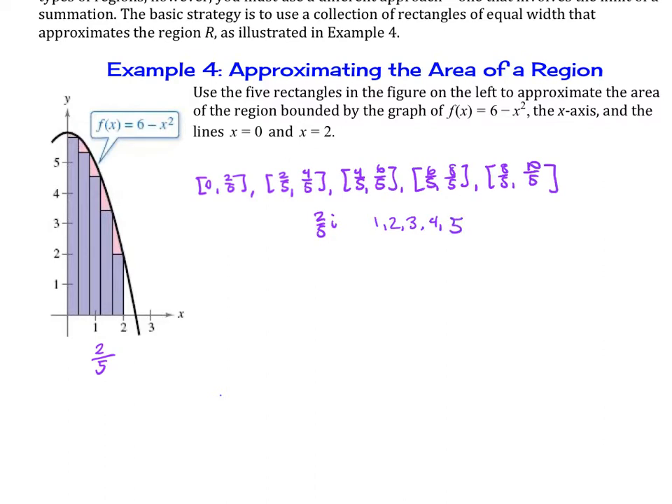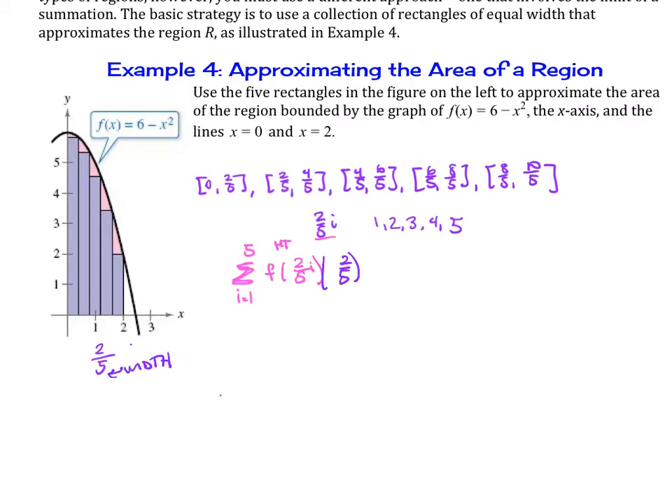So we need to find the sum of the areas of the 5 rectangles. Remember, for rectangles, that's width times height. And so we are going to do this. The sum of the first 5 rectangles is going to be f of 2/5 i, that's our height, times the width. And the width we know is 2/5. So this is our width here.